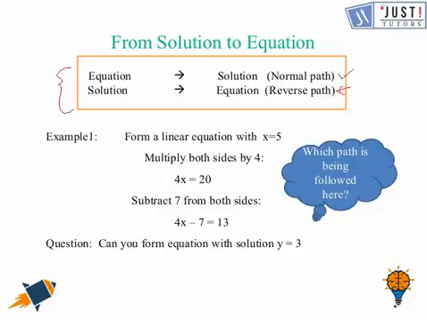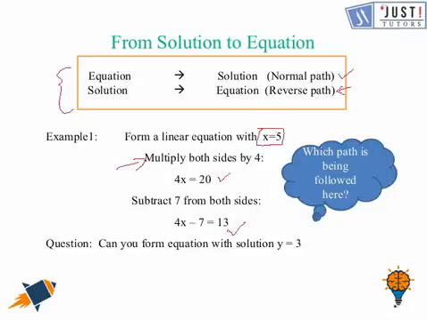Form a linear equation with x is equal to 5. So the final answer is already given here, x is equal to 5. We just need to form an equation from it. So our first step is to multiply both sides by 4. 4x is equal to 20. This is how this equation would look. And the next step is to subtract 7 from both sides. So the equation would be 4x minus 7 is equal to 13. This is the required equation.